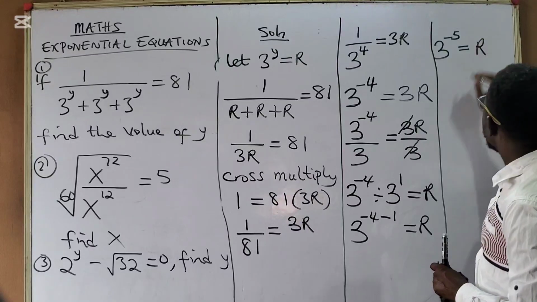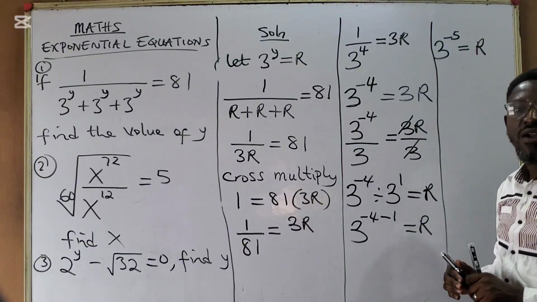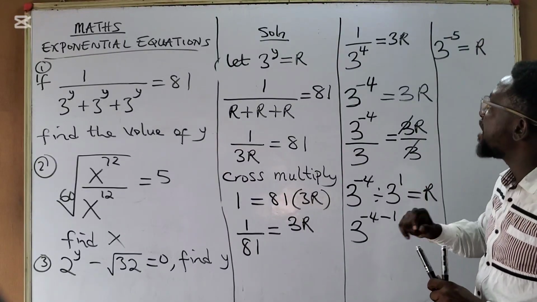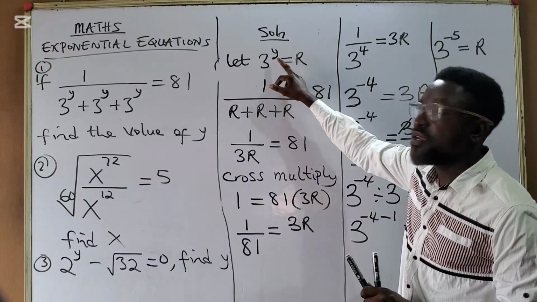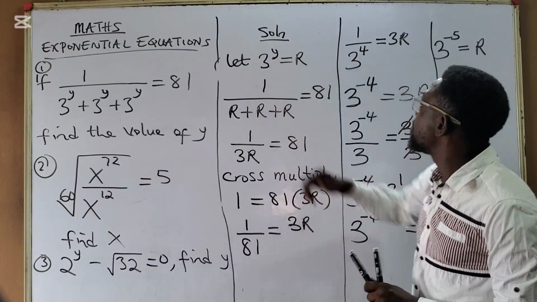So now that we have obtained the value of r, the next thing is to get the value of y. Remember, r is 3 raised to the power y. So now I'll replace r with 3 raised to the power y.